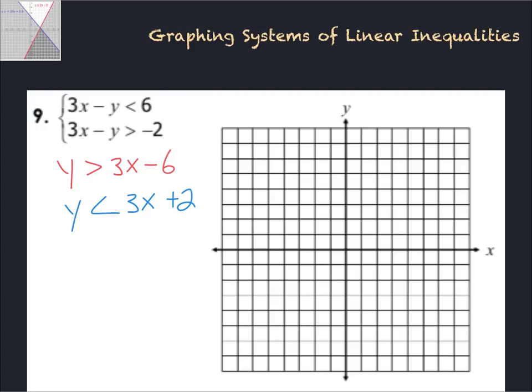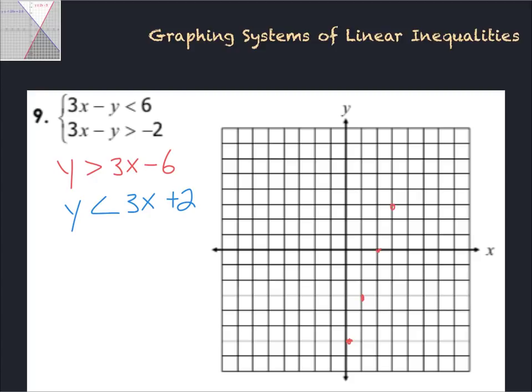So if you look at this, our slopes are the same again, so these are going to be parallel lines. But let's see if we're going to get no solution here. Our y-intercept for the red one would be negative 6, which would be right here. That's where negative 6 would be. My slope is 3, so I'd rise 3, run 1. Rise 3, run 1. Rise 3, run 1.